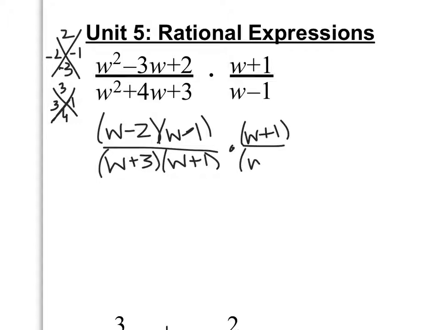Remember, when we are multiplying fractions, whether they have these or just numbers, we're multiplying across the top and across the bottom. So we can cancel as long as a factor is in the top and the bottom. So I can cancel a w minus 1 and a w plus 1. So my final answer for this would be w minus 2 over w plus 3.